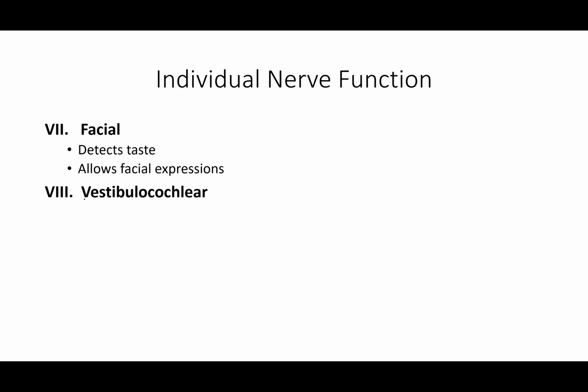Okay. Vestibular cochlear, number 8, has to do with your ear, and your ear is involved with balance and sound. So your vestibular cochlear nerve is involved with those senses.